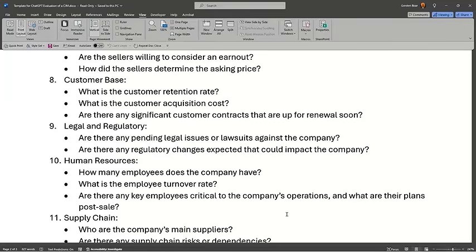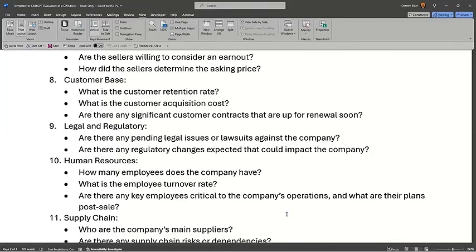So we want to know something about the customer base. What is the customer retention rate? In other words, they sell a guy today. How long is he with the company, right? Are they with the company for 6 months? One-time purchase ever? Or do clients hang in there and work with us for an average of 3 to 5 years? And what percentage of our customers cancel or drop out in any given year?